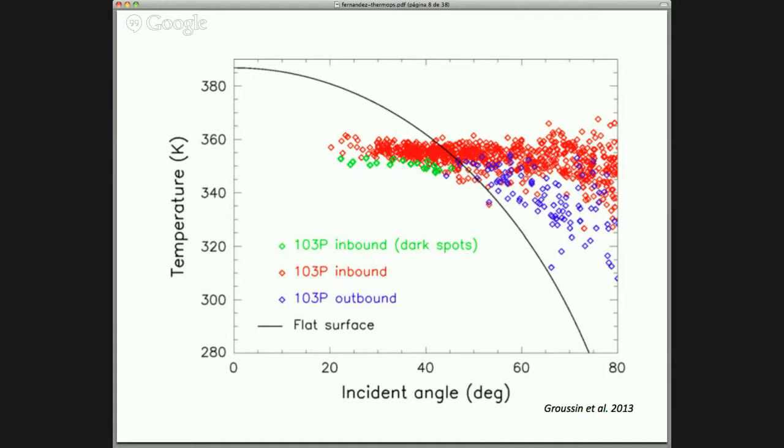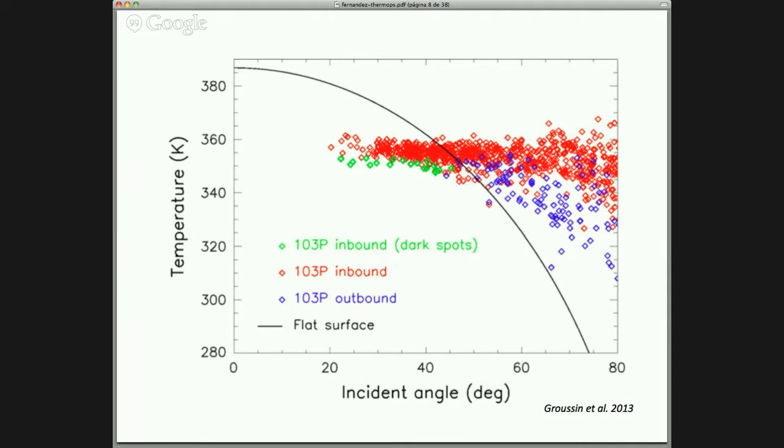It's much hotter, even at very oblique angles. Even when the sun is just above the horizon, the surface temperature of Hartley 2 is really hot. What's also interesting is that at these really low incidence angles, it doesn't quite get as hot as you'd expect. So it's a little bit cooler here, and it's a little bit hotter here. Actually, quite a lot hotter here.